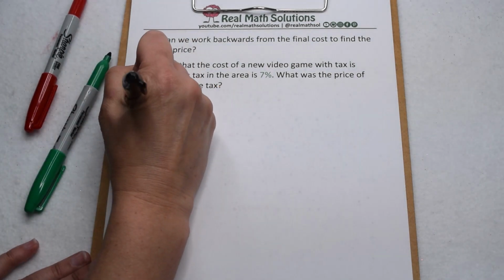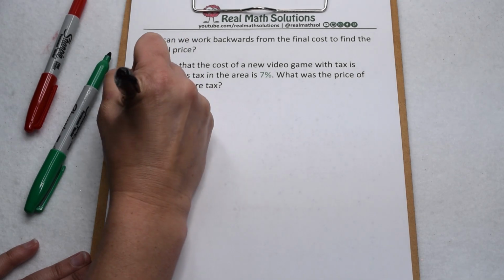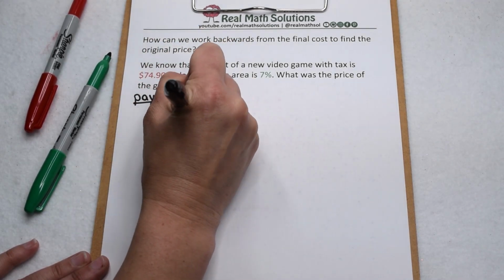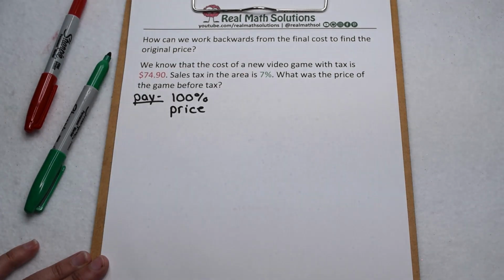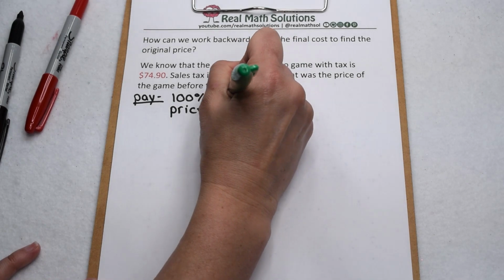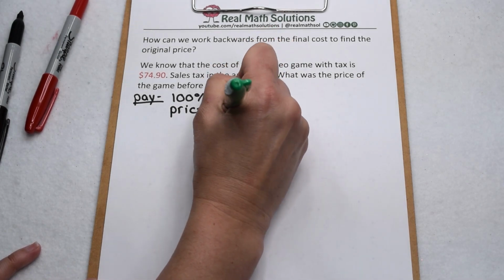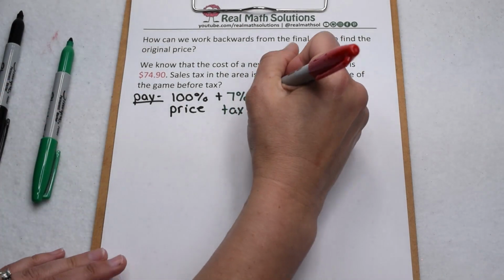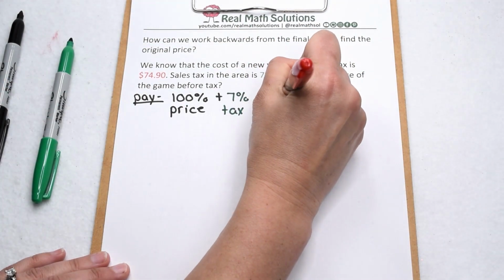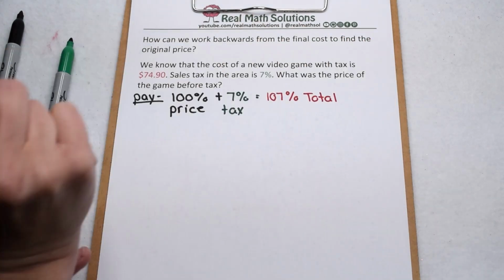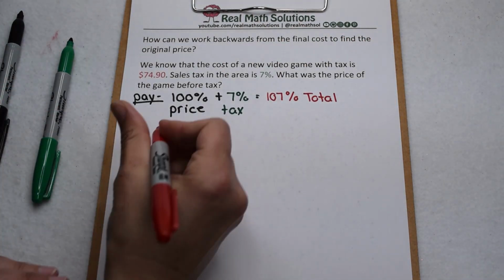Well, let's start with percents and think about what we actually pay. We have to pay for the entire price of the game. There's no discounts here. So that means the price of the game represents 100% of all of it. To that 100%, we're going to add sales tax. So that means we're going to have to pay another 7% in order to have sales tax. So that means when we came up with that $74.90, we paid for 107% of the price in order to get our total. Well, how are we going to use that in order to find the original price?